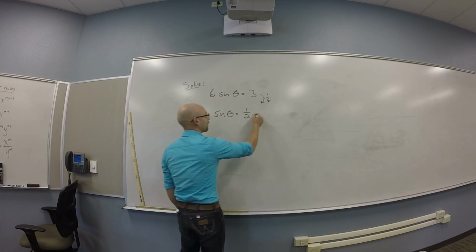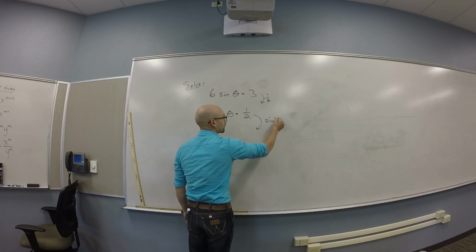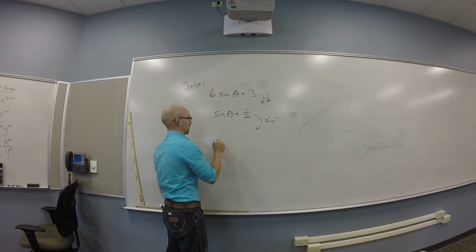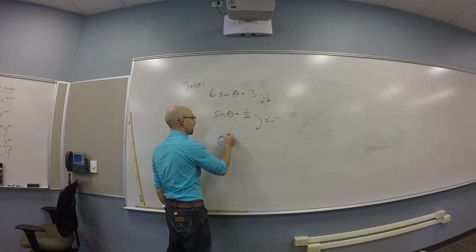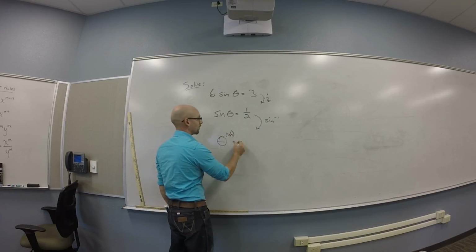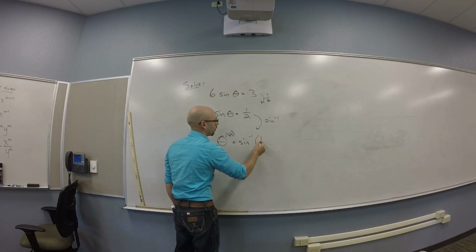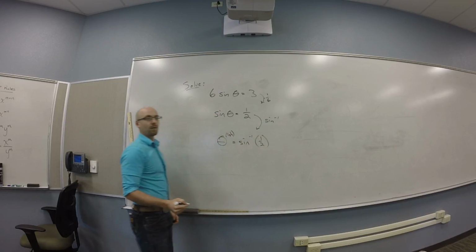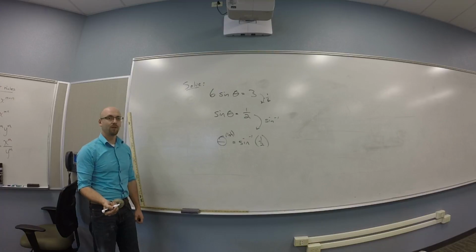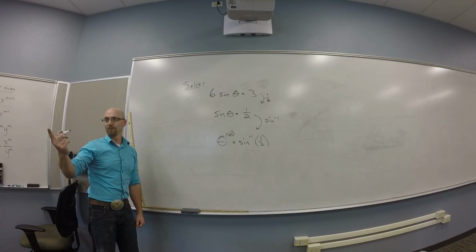Okay, and then I'm kind of thinking, well, what the heck, let's apply sine inverse to both sides, right? And I just have to be careful. So I'm going to get theta-ish, right? It's going to be sine inverse of 1/2. So where's 1/2 come from? I'm dividing by 6.